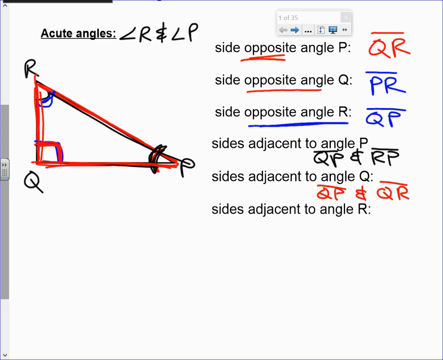But wait, does it matter how you put them here? No. I could have put PQ. Yeah, that's fine. Doesn't matter which endpoints. Last but not least, angle R. Nice. RP, RQ, we're rocking and rolling. Is that hard?